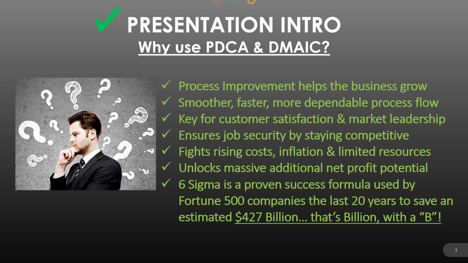Six Sigma is a proven success formula used by Fortune 500 companies, and in the last 20 years, they've saved an estimated $427 billion. That's billion with a B.